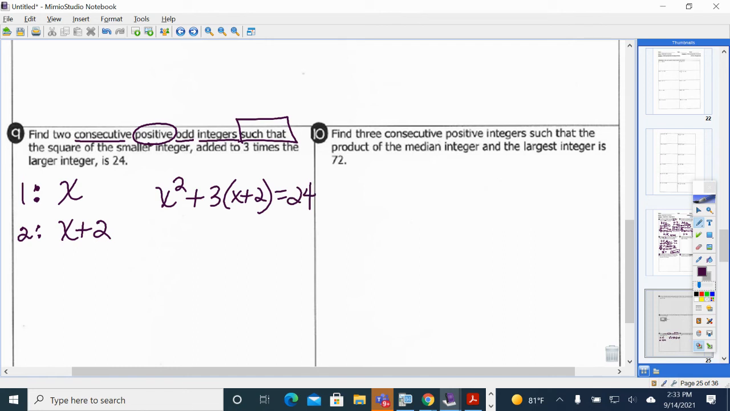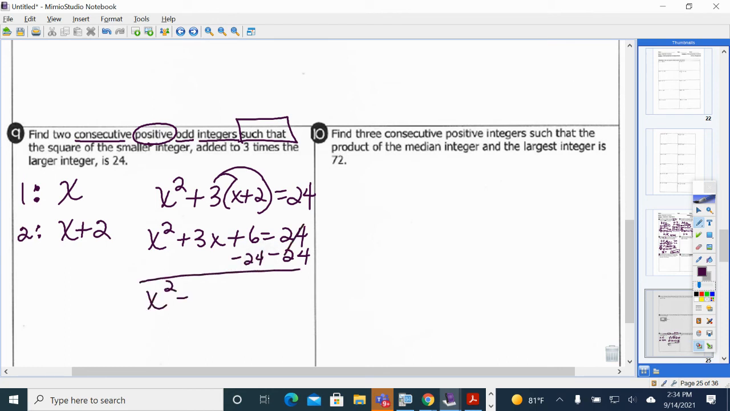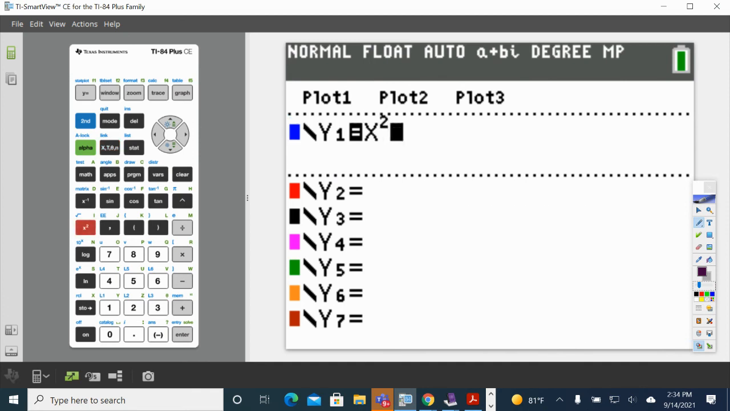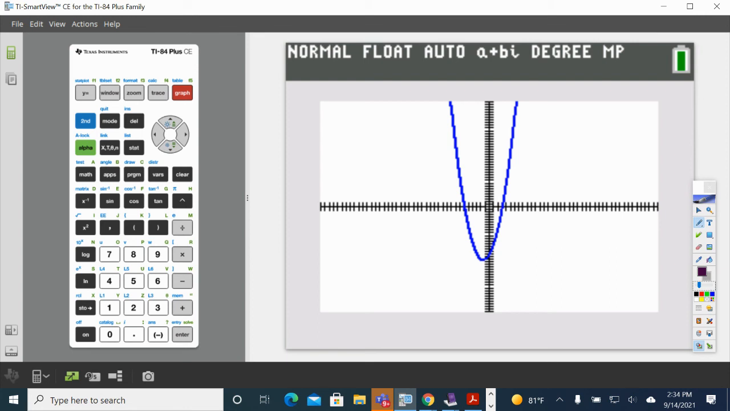And then, of course, we're going to use our distributive property and get our 0 on one side in order to solve. So x squared plus 3x plus 6 equals 24. Subtract your 24 to get your 0. And then let's solve by graphing. X squared plus 3x minus 18. Let me hit zoom 6.